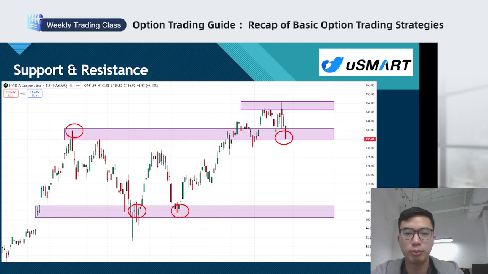So it really depends, because it can be that it drops, breaks through previous support, and then retests the previous support to become a resistance again. Then we can try to long a put.